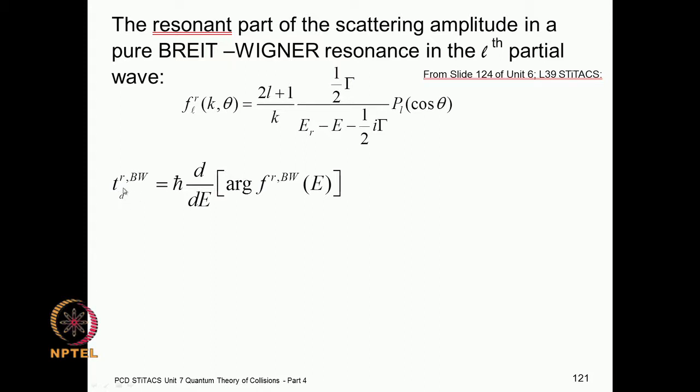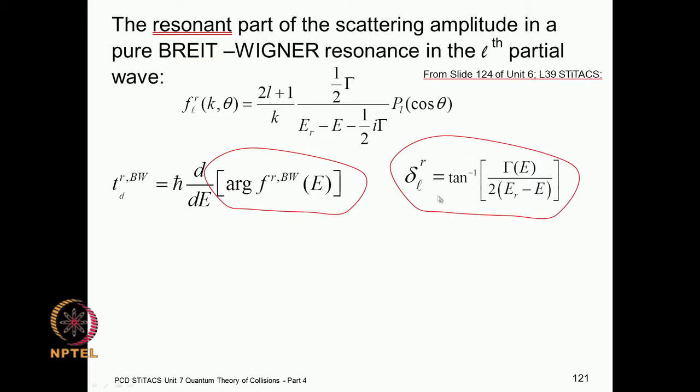And this time delay is then the energy derivative of the argument of this particular scattering amplitude, that is the phase which it will pick up, right? The energy derivative of that phase will give you the Wigner time delay at the Breit-Wigner resonance. So, this is the angle that we have to examine to get this energy derivative. This we have obtained in considerable detail in previous classes. This angle is given by tan inverse of gamma over twice the energy difference, where gamma is the resonance width. So, you remember this relationship.